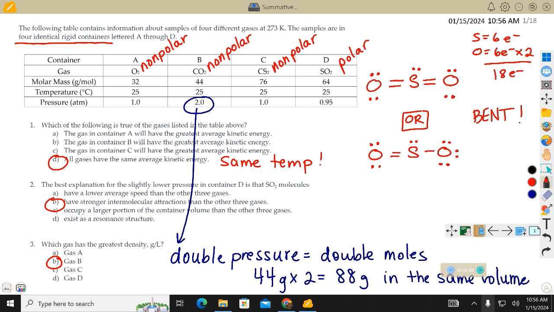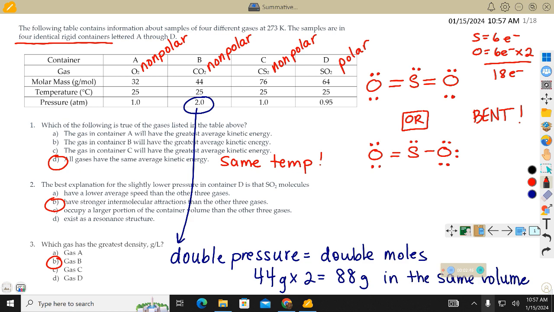Now, number 3, the gas with the greatest density. They're all in the same container, so we can assume that they're at the same volume, density being a measure of mass per volume, grams per liter. So same volume, but we want to know which container has the most mass. They do give me the molar masses of these gases: sulfur dioxide is about 64, carbon disulfide 76, carbon dioxide 44, and O2 about 32.